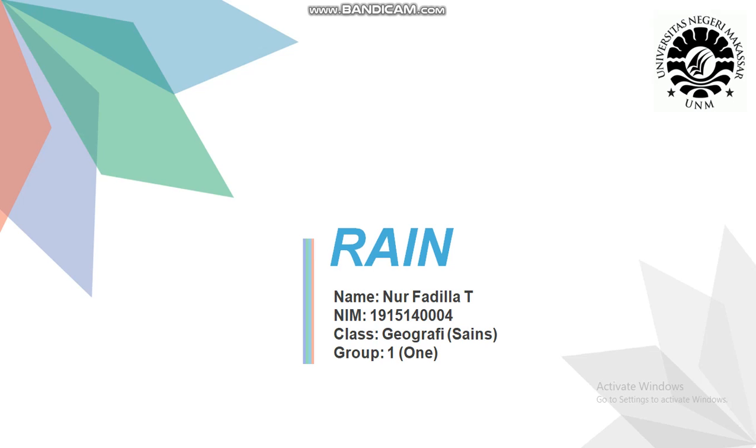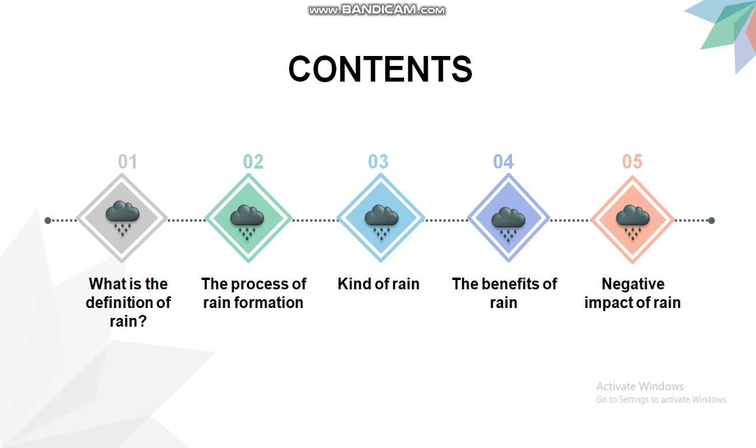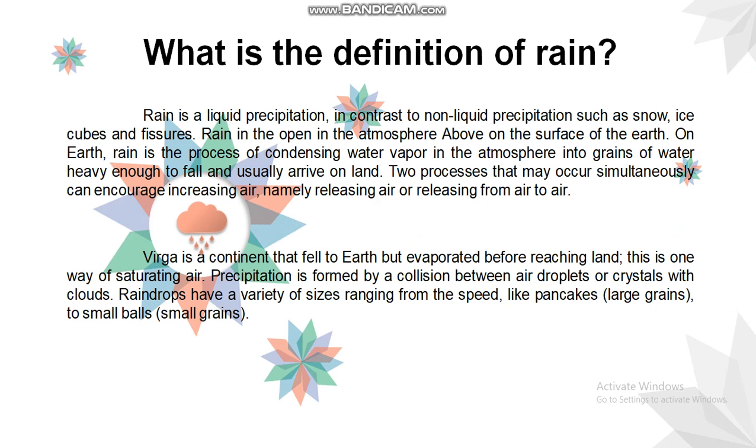I will present about natural phenomena of rain. My name is Nur Fadilla. My ID is 1915140004. My class is Geography Science and my group is Group 1. The contents of this topic are divided into 5: the definition of rain, the process of rain formation, kinds of rain, the benefits of rain, and the negative impact of rain.